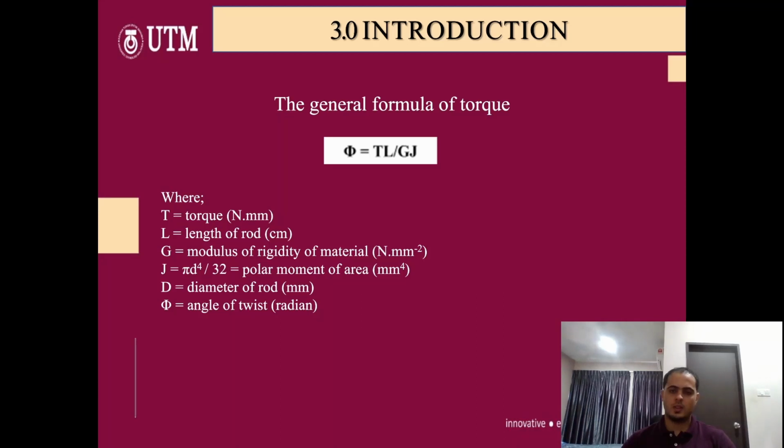The general formula is TL divided by JG, where T is the torque, L is the length, and G is the modulus of rigidity. J is equal to pi D to the fourth divided by 32, the polar moment, and D is the diameter, and the angle of twist.